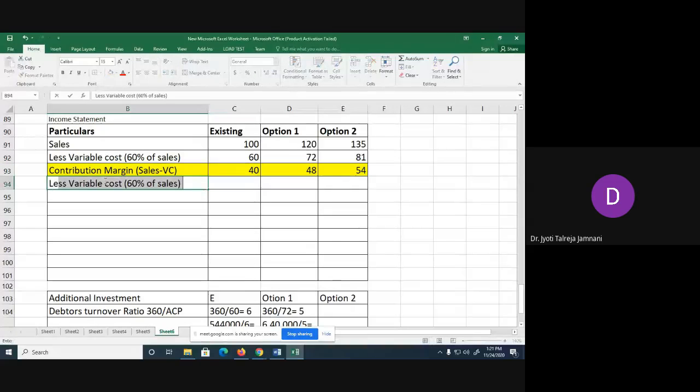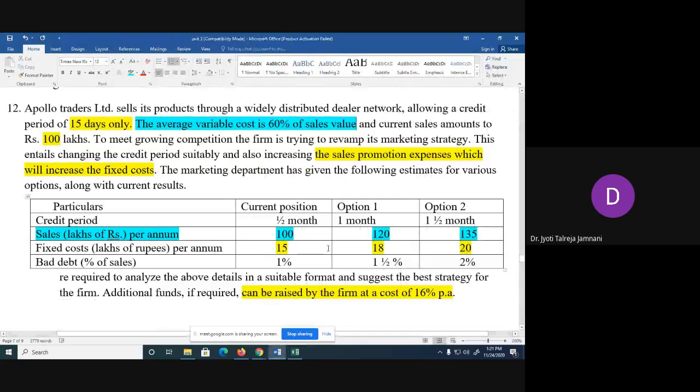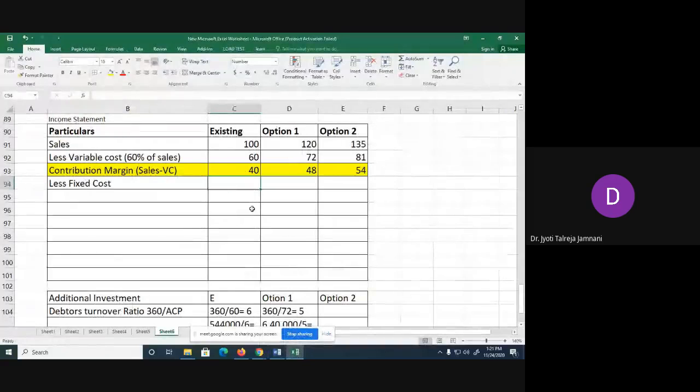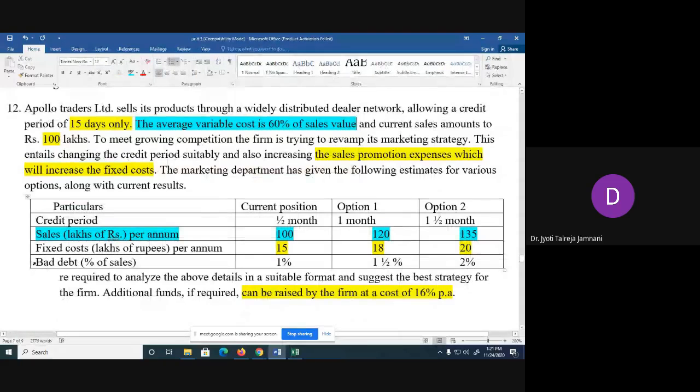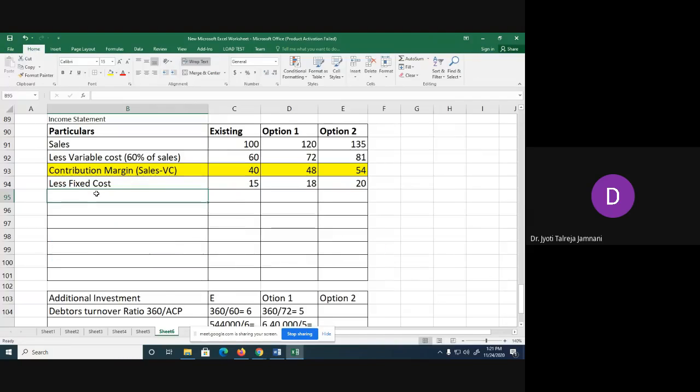Now we'll do less fixed cost. So fixed cost is again given in the problem 15, 18 and 20 for all the three options. So 15 lakhs, 18 lakhs and 20 lakhs. So I'm taking it as 15, 18 and 20. Then they've given the bad debt proportion. If you see here, the last column of the table talking about the bad debts. For the current, it is bad debts is on percentage of sales. For the current position, it is 1% of sales, then 1.5 and 2%. So we will see here less bad debts.